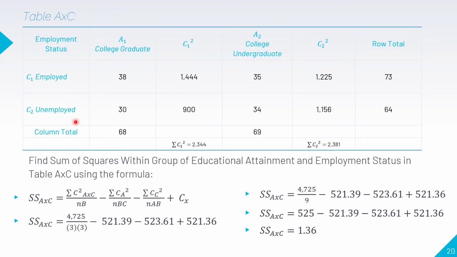Next, let's go to our table A by C to find the sum of squares within group of educational attainment and employment status. We use the formula SSA by C equals summation of C squared A by C over NB minus summation of CA squared over NBC minus summation of CC squared over NAB plus CX. Again, we already have the values, so we can put them here.